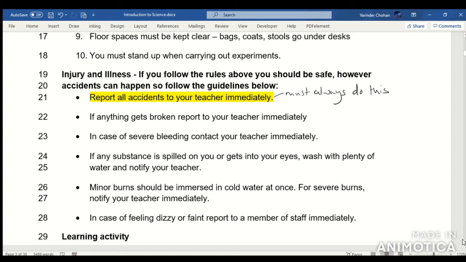teacher. Minor burns should be immersed in cold water at once. For severe burns, notify your teacher immediately. In case of feeling dizzy or faint, report to a member of staff immediately. Again, if you are not sure, always ask.